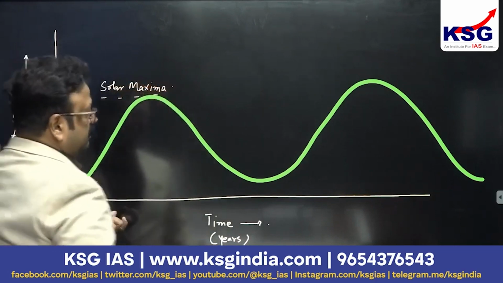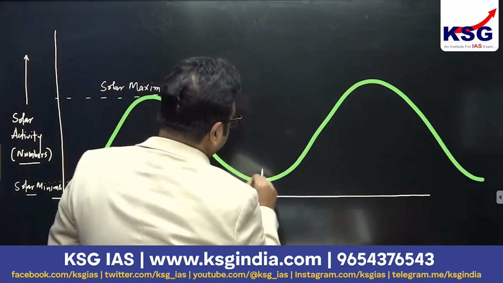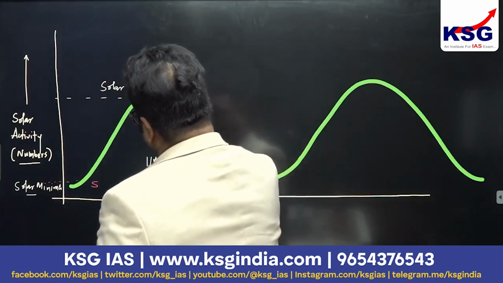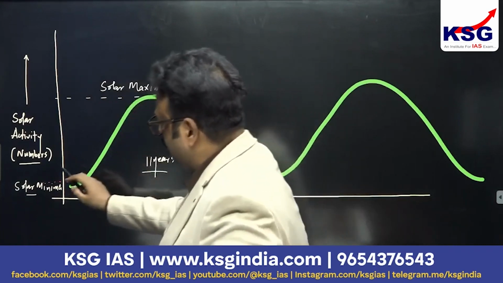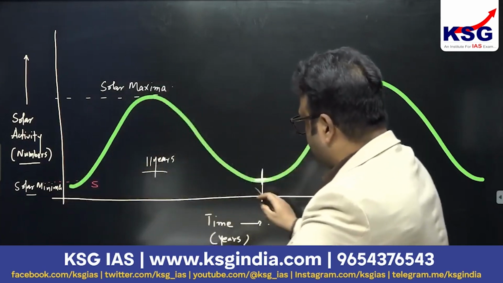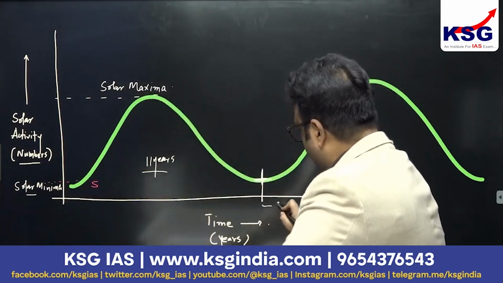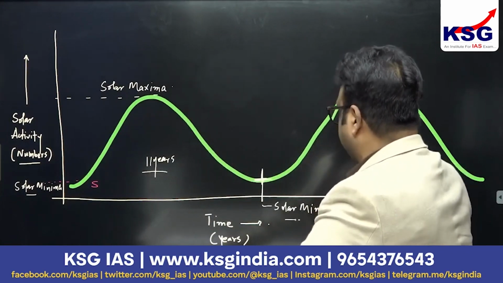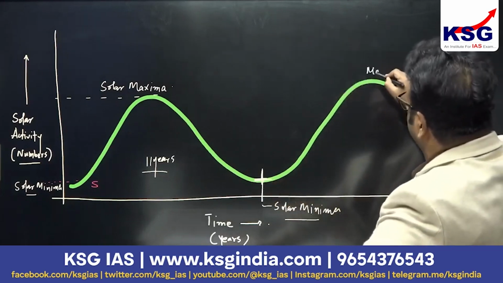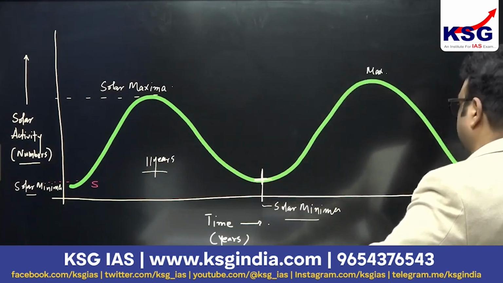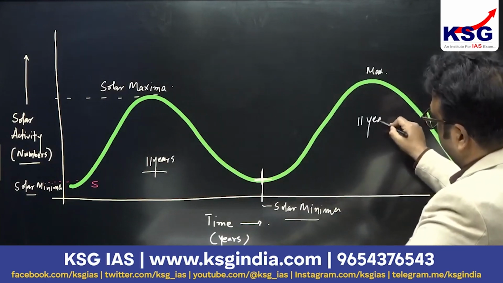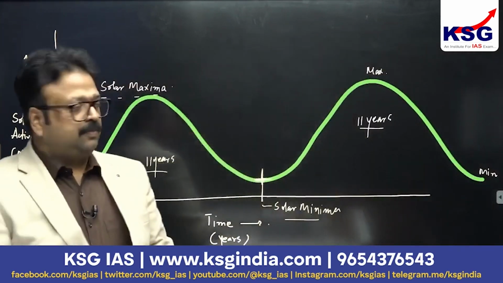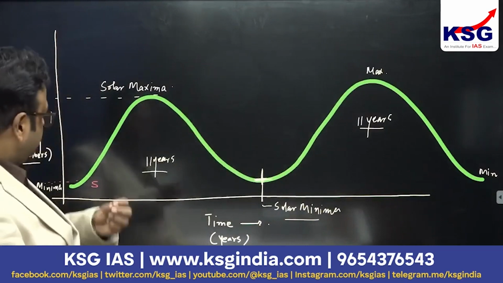Either take one solar minima to another solar minima. This is again solar minima. The time is going to be 11 years. So this is one complete sunspot cycle, going from one solar minima, solar maxima, to another solar minima. This is also solar minima. Then the next cycle starts from the solar minima, then solar maxima, then solar minima. Again it will be of the same 11 years. So each graph is representing a single sunspot cycle, and it was reported by Samuel Henry Schwabe.